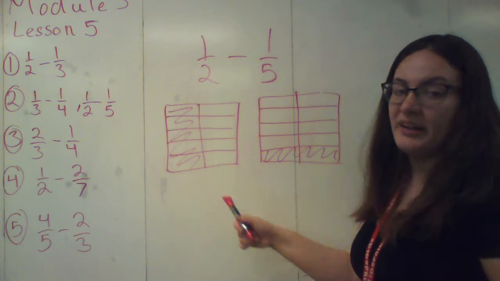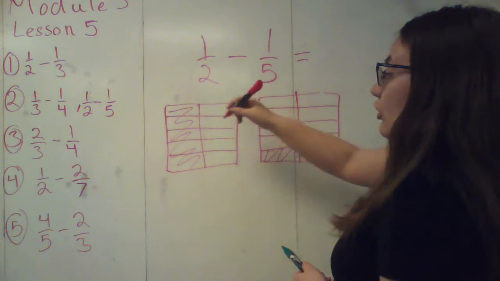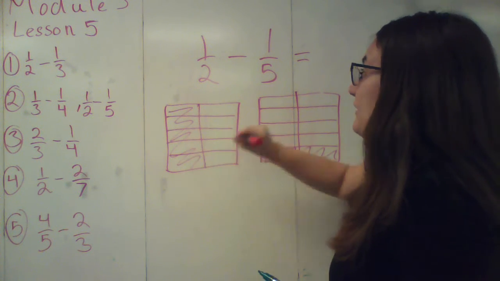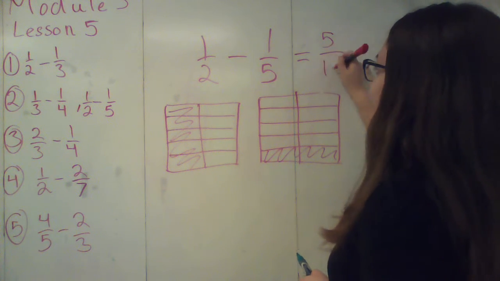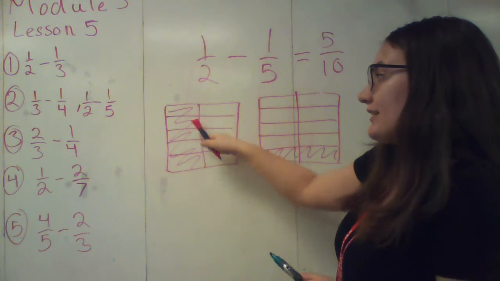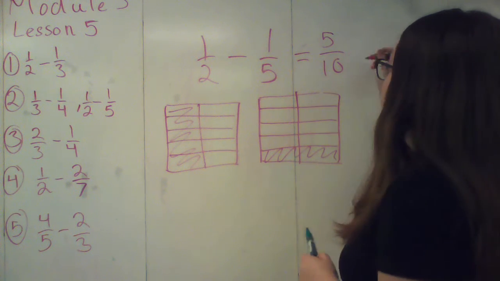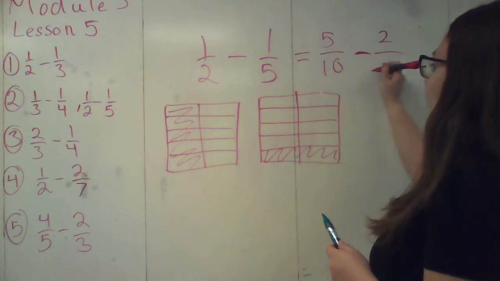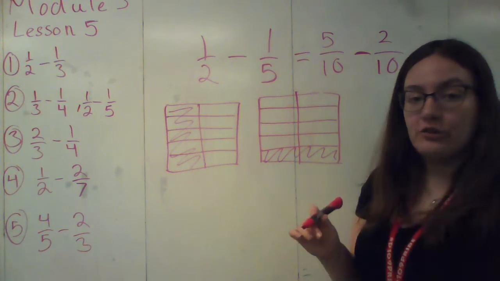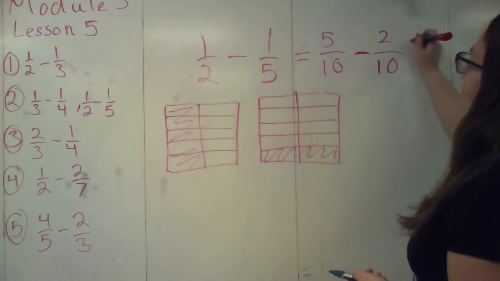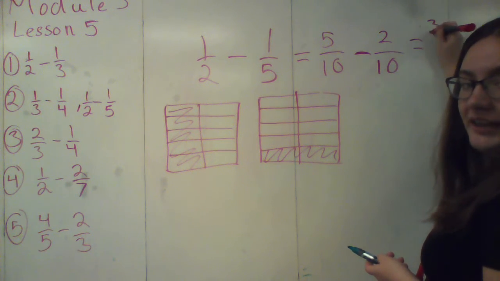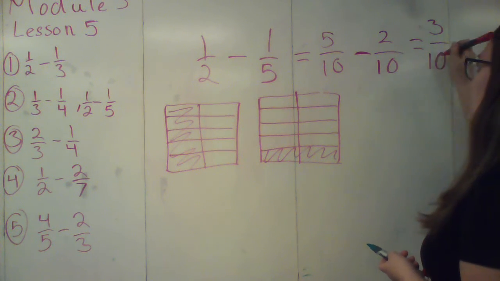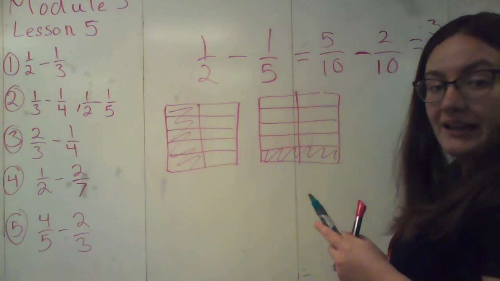Just like last time, I'll show my equivalent fraction. So I have 1, 2, 3, 4, 5 tenths, because I have a total of 10 boxes. 2 times 5 is 10. Subtract 2 tenths. And so numerically, I would say that I have 5 minus 2, which is 3. And my denominator will stay the same, so I have 3 tenths.